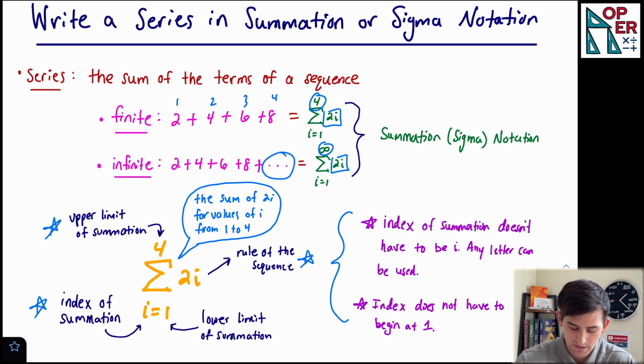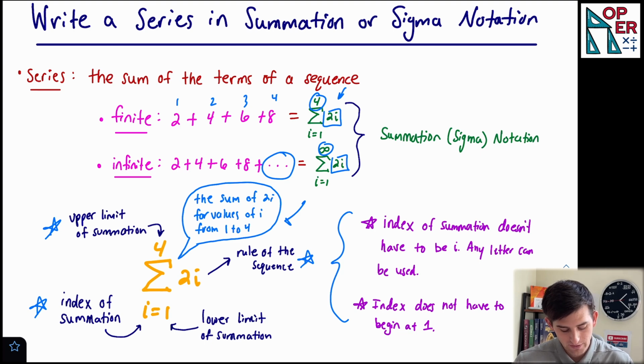So our rule of the sequence is what is happening to the position number as we plug it in for i. So if I look at both of my sequences here, 2, 4, 6, 8, whatever we plug in for the position number, we're going to multiply by 2. So the first term is 2. For the second term, we would plug in 2 for i. 2 times 2 is 4, so the second term is 4. So down here we see how we would read this: the sum of 2i for values of i from 1 to 4. That's the notation, or how we would read what we see here in orange, which I just took from our example up here.